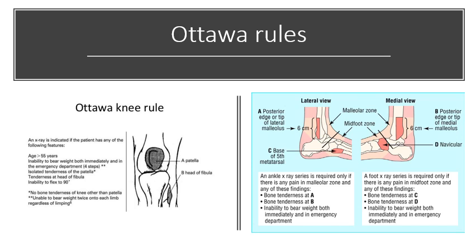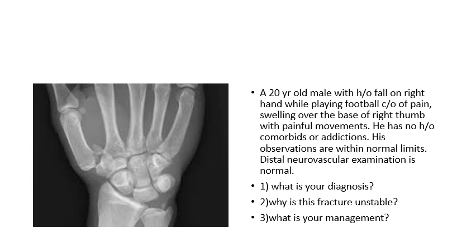Okay. Ottawa rules. You need to know the Ottawa knee rule and the Ottawa ankle rule. You can Google them and remember them. You can be asked a question on those. There is also an Ottawa SH rule for subarachnoid hemorrhage. So remember the Ottawa knee rule, Ottawa ankle rule, and Ottawa SH rule.